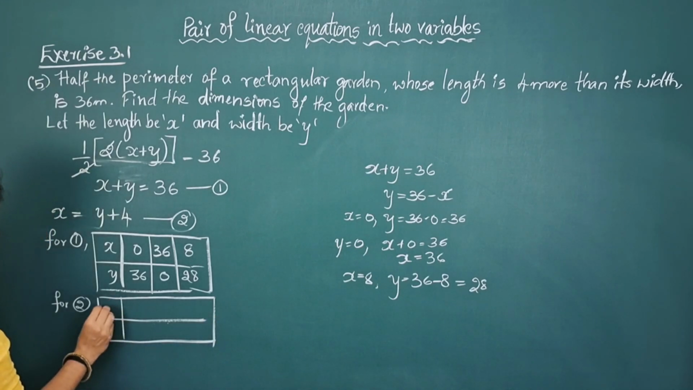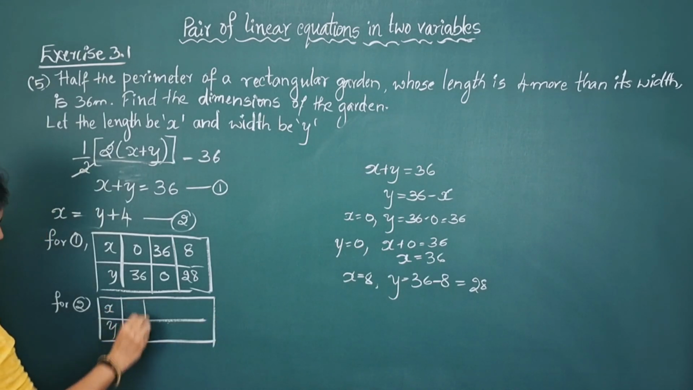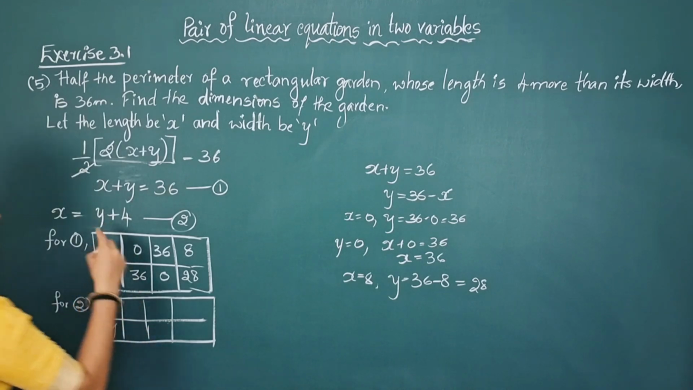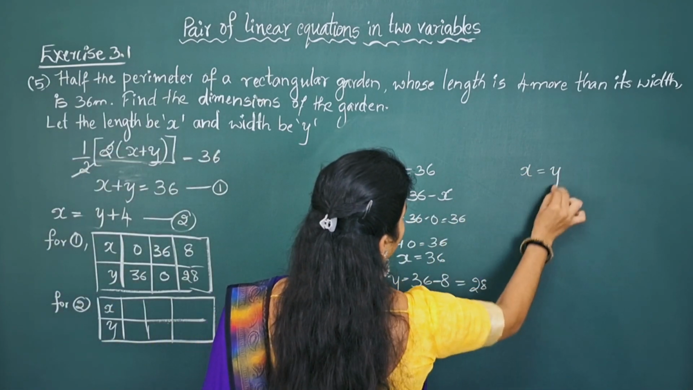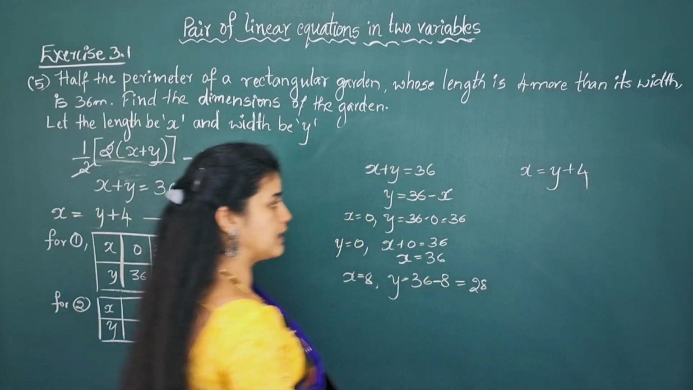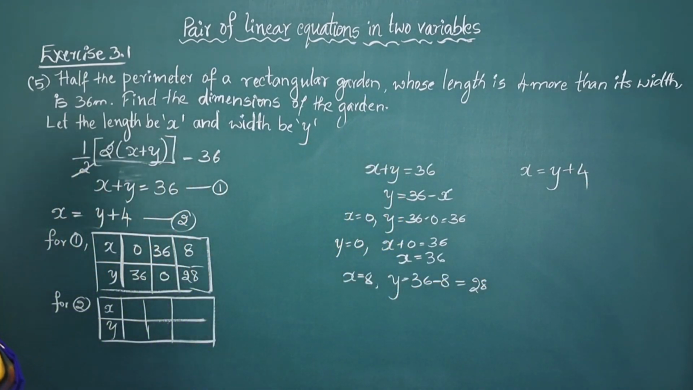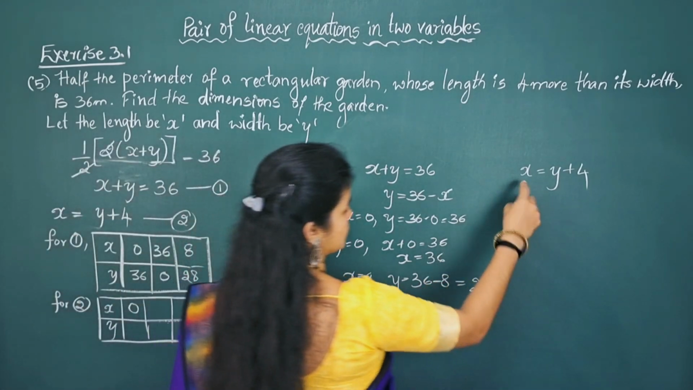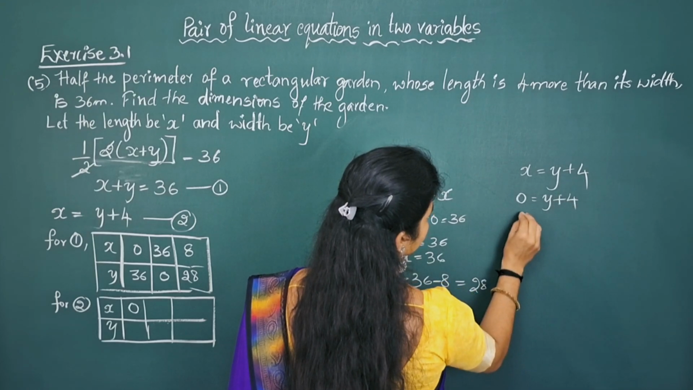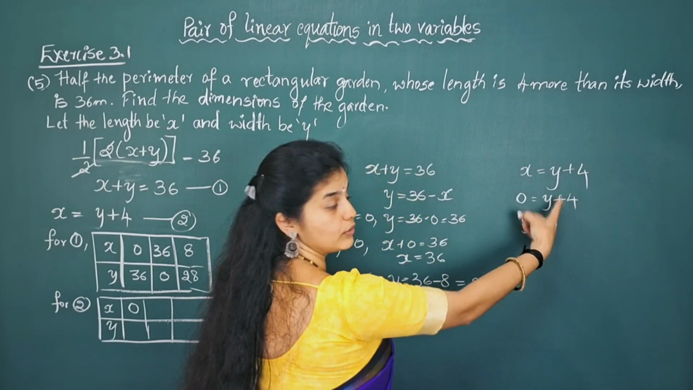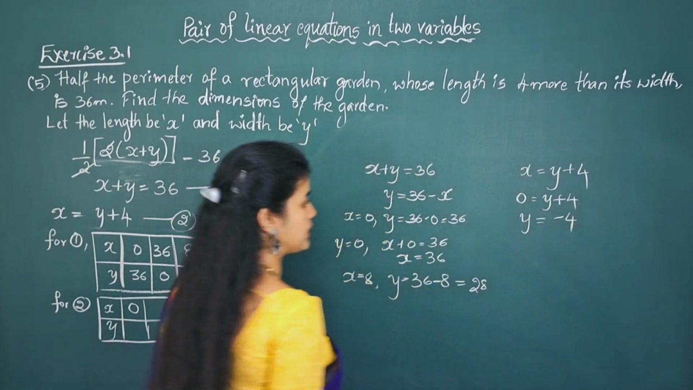So we have the values of x and y. Since in the second equation you have x is equal to y plus 4, let us take the values of x and y. I take x as 0. Now when x is equal to 0, it is y plus 4, and you get y is equal to minus 4.